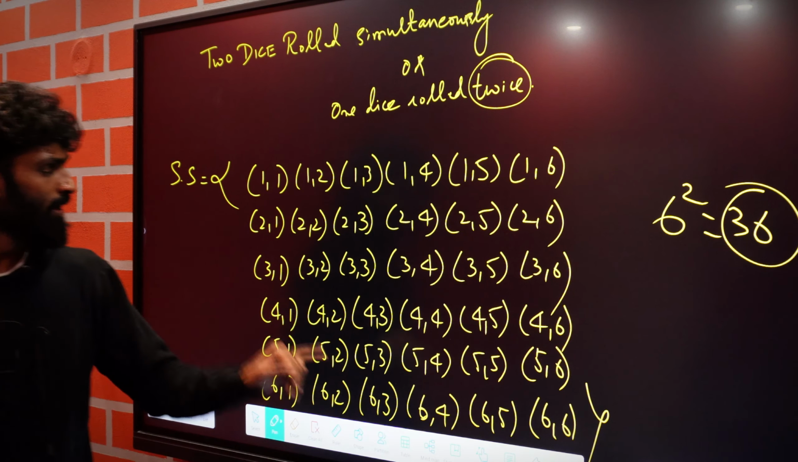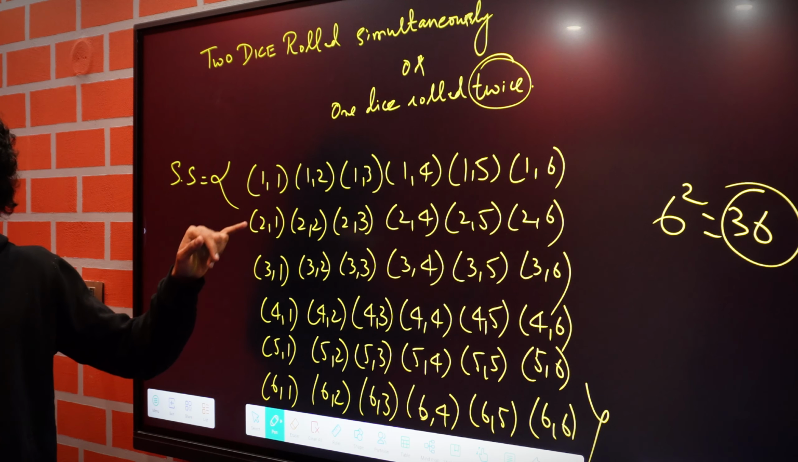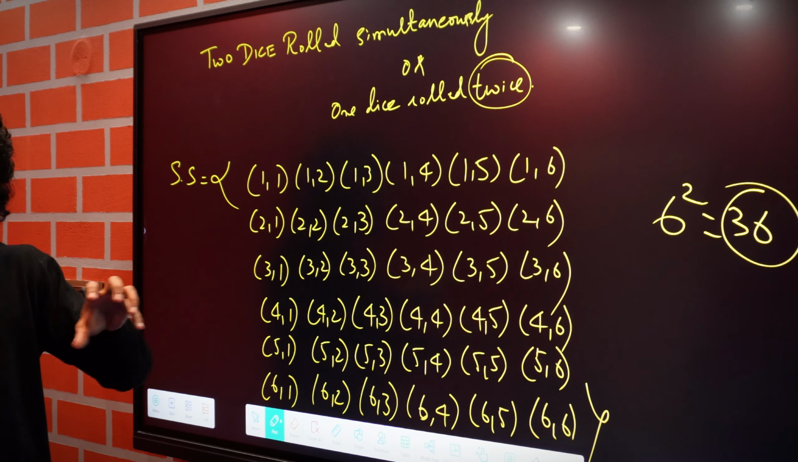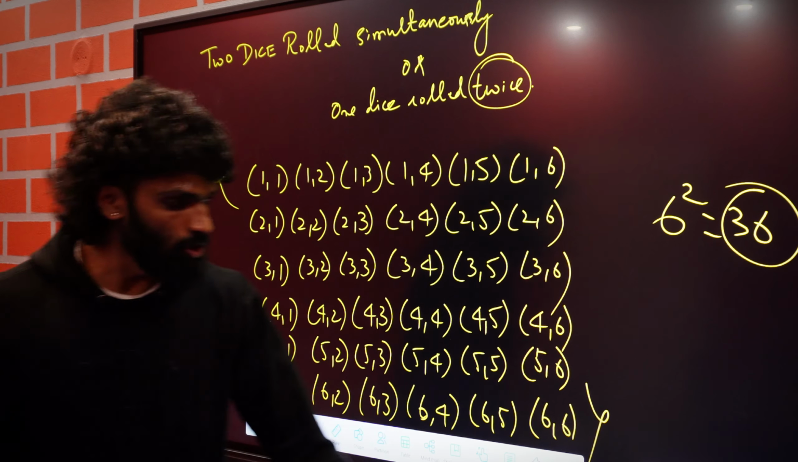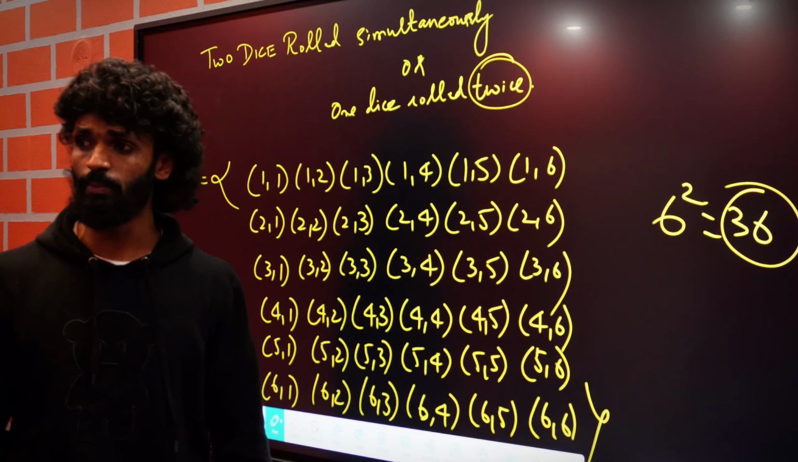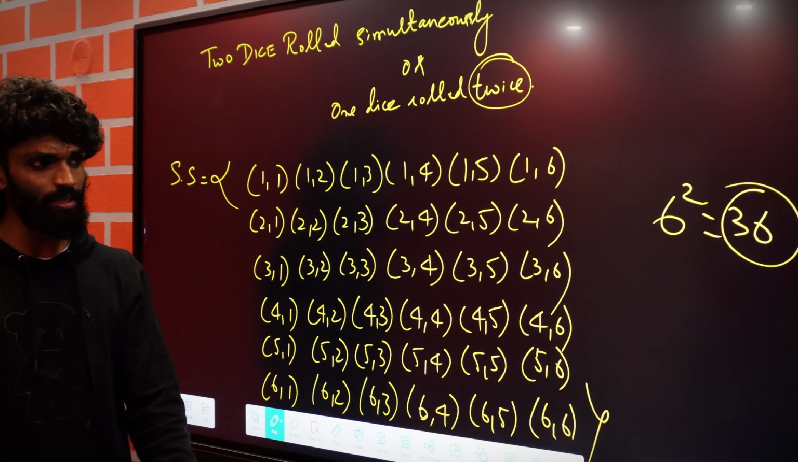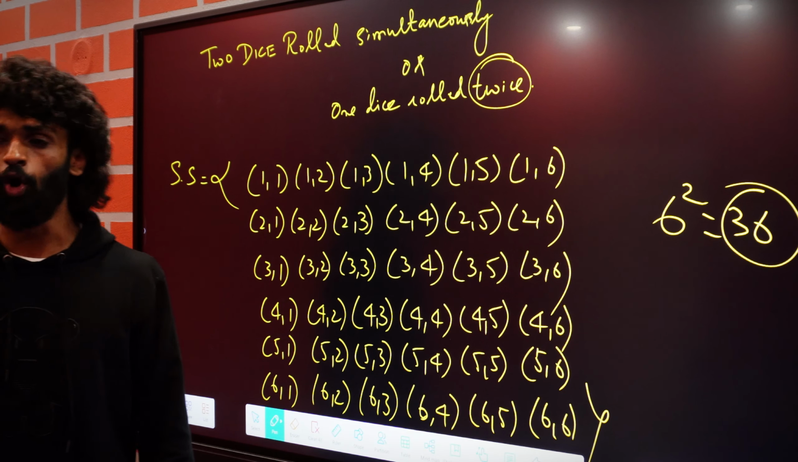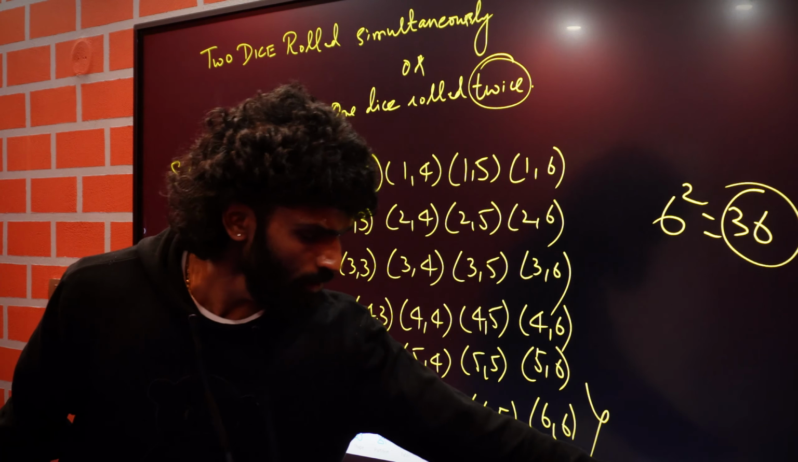Now what does this mean? The first number in the bracket means the first die's answer. The second number in the bracket is for the second die. That's how it works. Fine. So should you always write the sample space? I would strongly recommend you write it, because once you write this, the chances of you going wrong is almost nil. Therefore, now let's start solving.